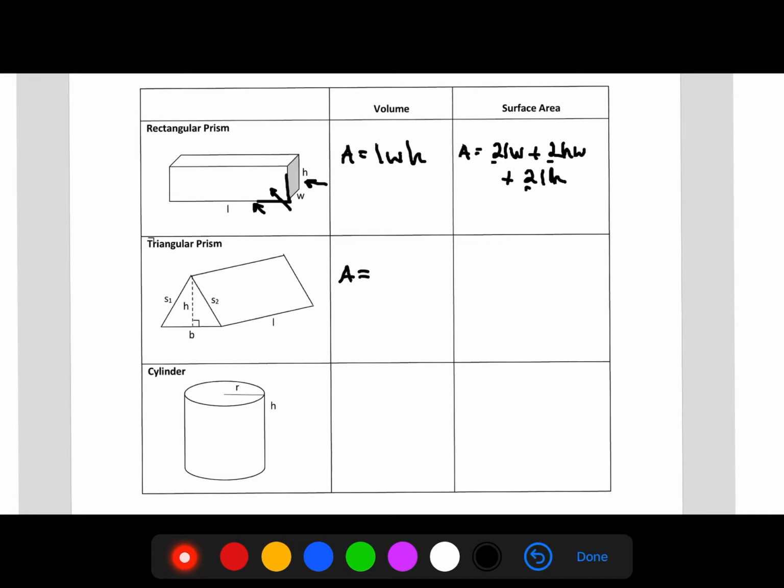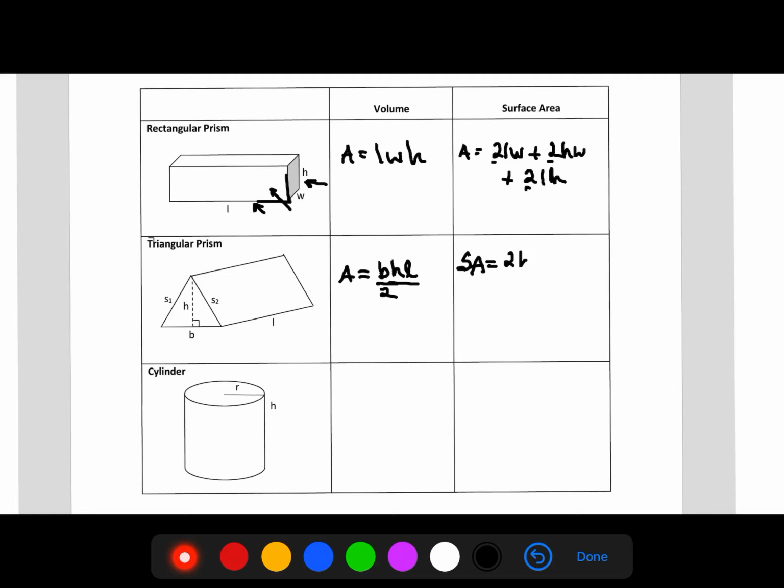Our triangular prism, our volume, so our base here is a triangle. So to fill the object, we would take our base times our height divided by 2. That's our triangle. So that's our base times our height. In this case, we're going to use length for the height of the object because we've already used height for the triangle. So base times height times length divided by 2. And we can multiply by length after the fact or before we divide by 2 as well.